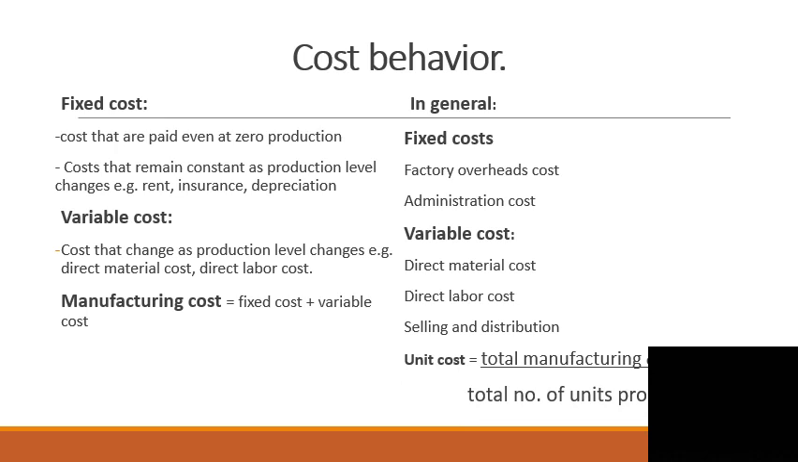Now, the formula to calculate unit costs: total manufacturing costs divided by total number of units produced. So you can calculate fixed overhead cost per unit, administration cost per unit, direct material cost per unit, direct labor cost per unit, and selling and distribution cost per unit. Let us check on direct material cost per unit. It is calculated by direct material cost divided by total units produced.